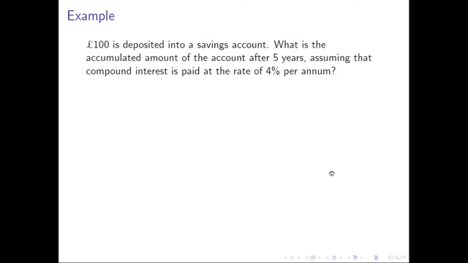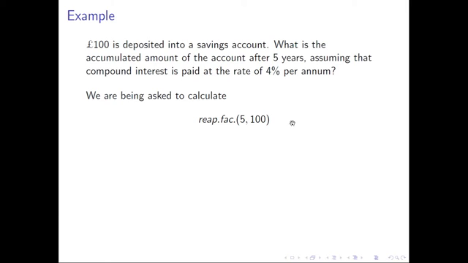Let's look at an example. £100 is deposited into a savings account. What is the accumulated amount of the account after 5 years, assuming that compound interest is paid at the rate of 4% per annum? Well, we're being asked to calculate reap of FAC of 100. This is the expression we have to calculate.